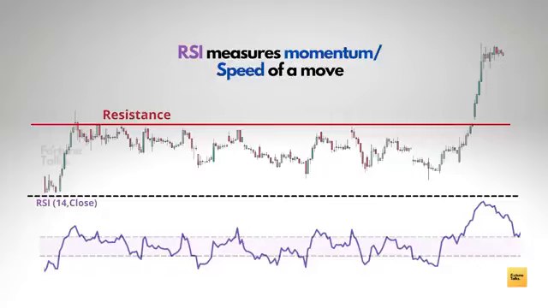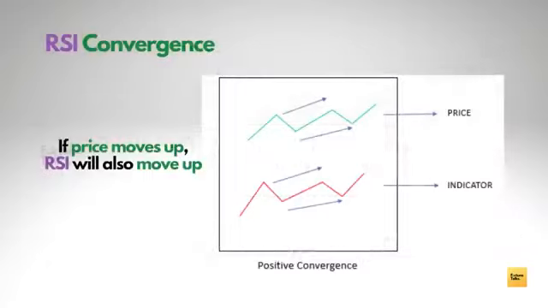So basically RSI is a momentum indicator and it measures the speed of a move. If the speed is increasing, the momentum will be building or increasing. In this particular scenario, I'm talking about RSI convergence. RSI convergence occurs when the RSI direction mirrors the price trend. For example, if the price of a security trends upwards, then the RSI will also trend upwards. This is what I mean by RSI convergence.